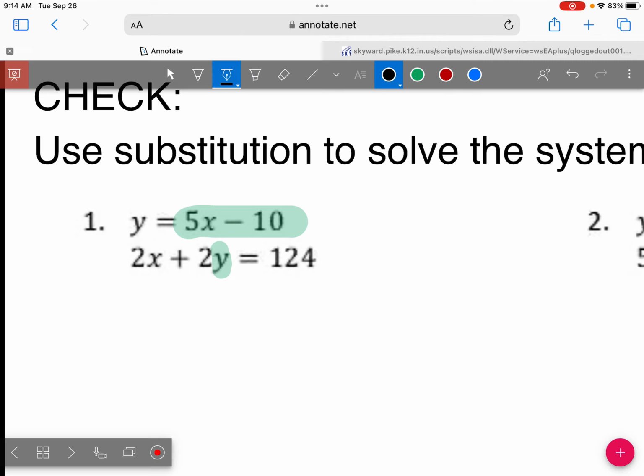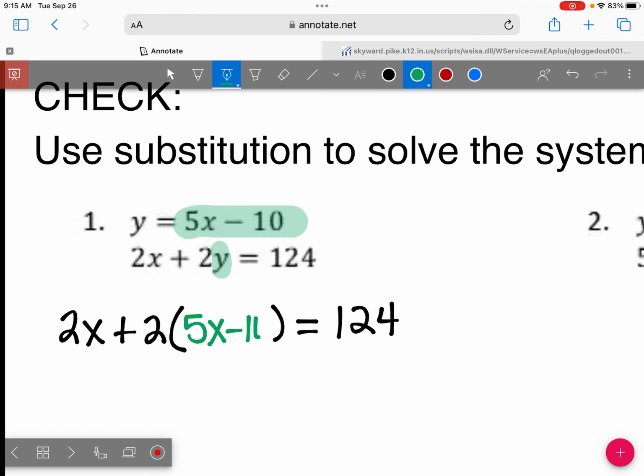So I have 2x plus 2 parentheses equals 124. Now inside of the parentheses, put your 5x minus 10. I want you all to distribute and try to solve for x. Distribute the positive 2 and try to solve for x.